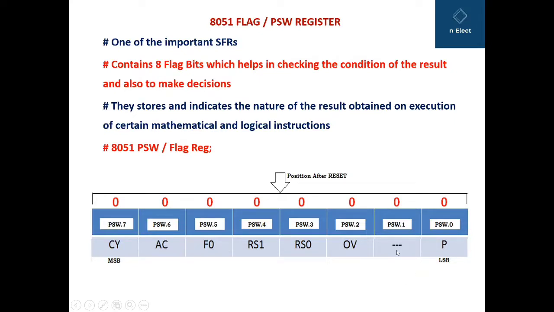F0 and this PSW.1 position, these are user definable flags. RS1 and RS0, these two flag bit positions are used in combination to select a particular register bank. And OV, this is the overflow flag. When the result goes beyond the limit, that is called an overflow condition. And parity can get set or reset according to the parity position, whether parity is even or odd.